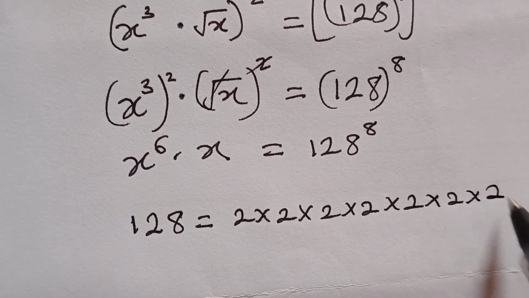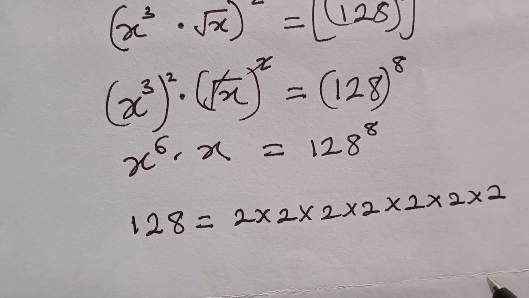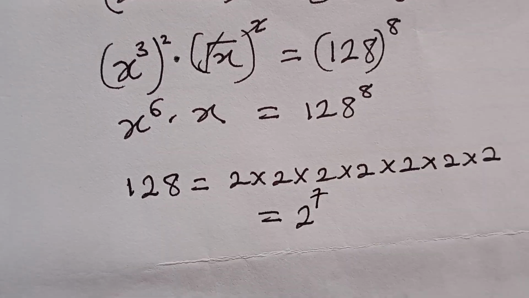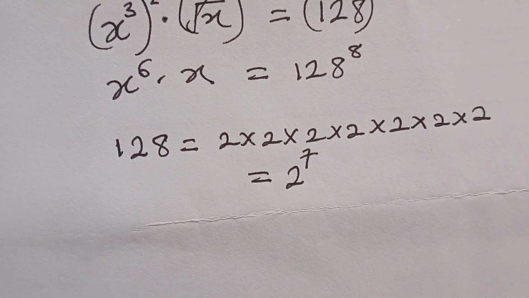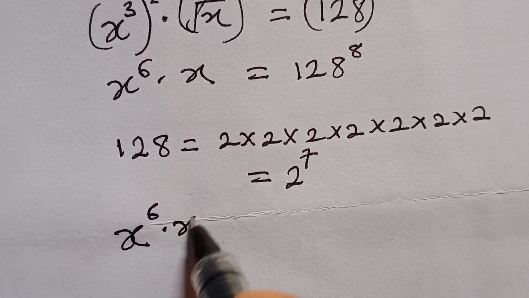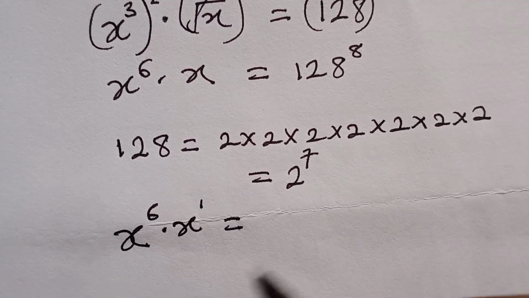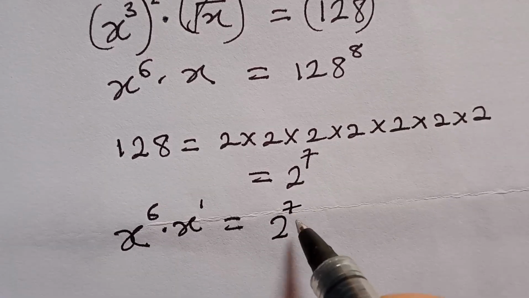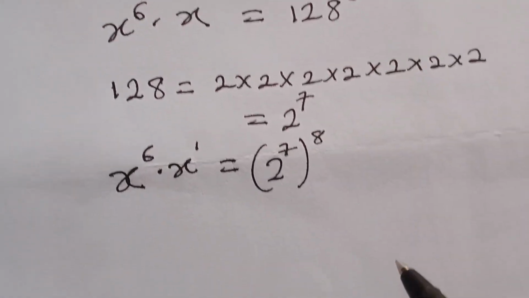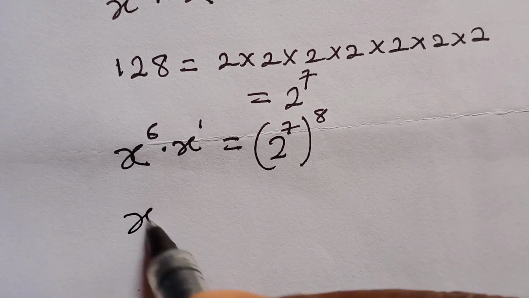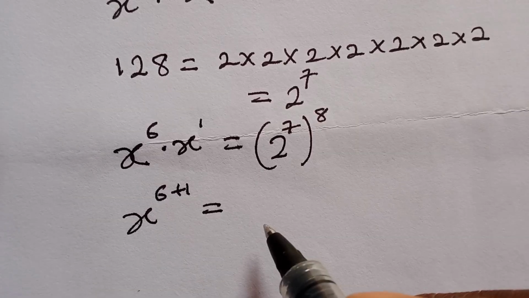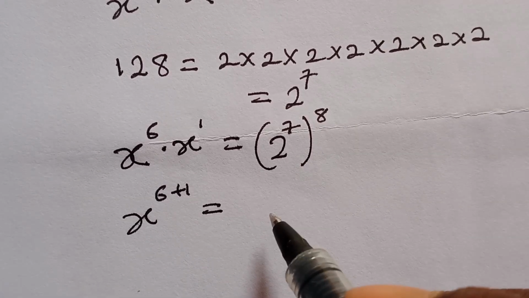And don't forget, 128 simply means 2 raised to power 7. So according to indices, if you do 2 times 2 times 2 in 7 places, you must have 128. Therefore, x raised to power 6 dot x raised to power 1, according to the law of indices, you will add the powers, you'll be having x raised to power 7 to be equal to 2 raised to power 7, everything raised to power 8.